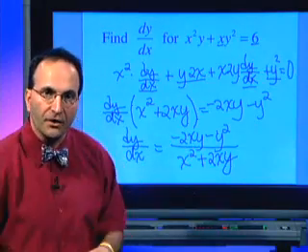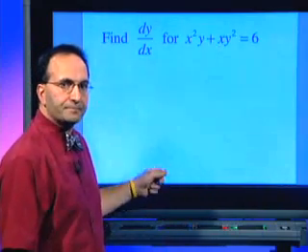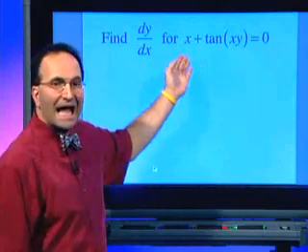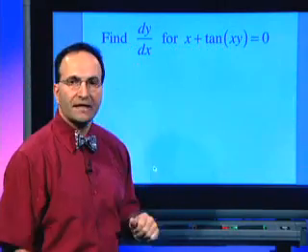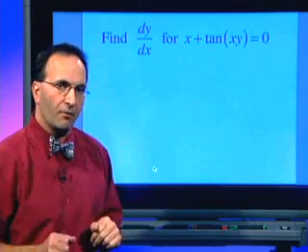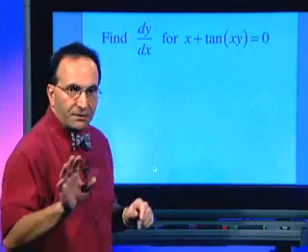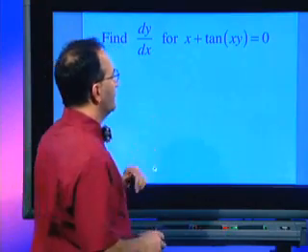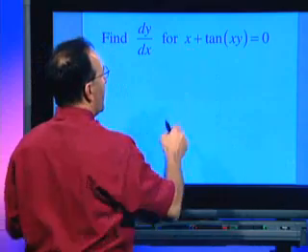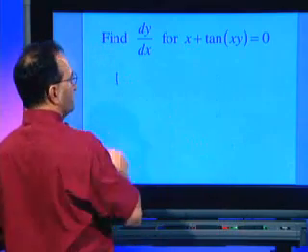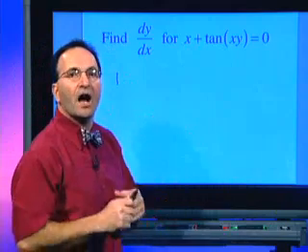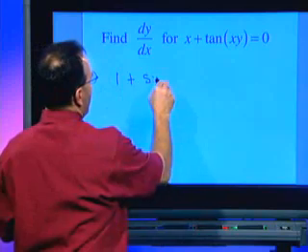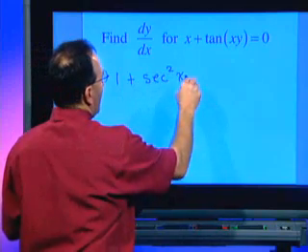Let's try another example. Find dy/dx for the equation x plus tangent of xy is equal to 0. Find dy/dx means that we're going to use implicit differentiation on this. So we take the derivative of x, which of course is 1. Then we take the derivative of tan, which is secant squared of xy.